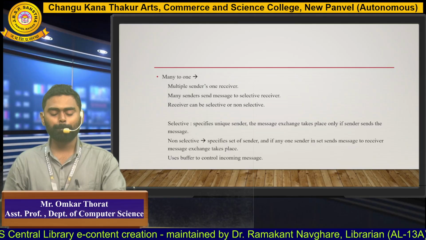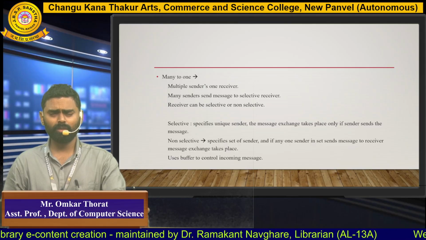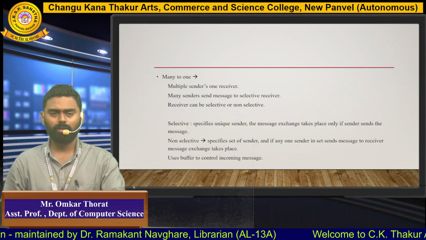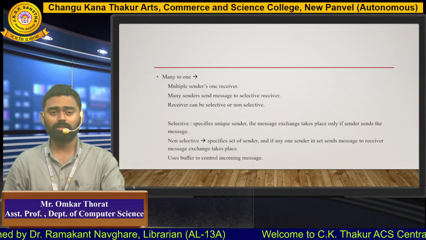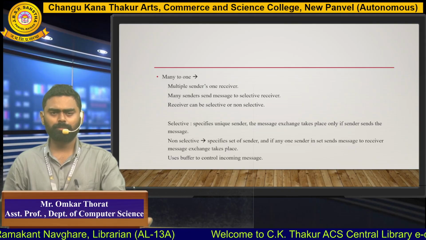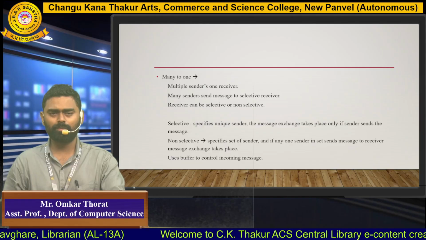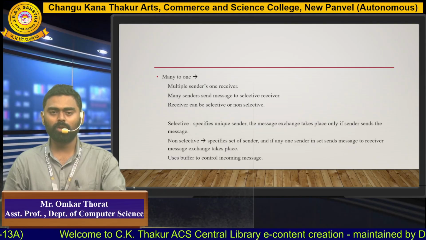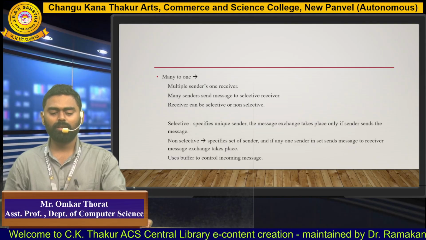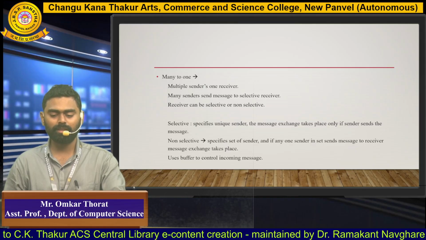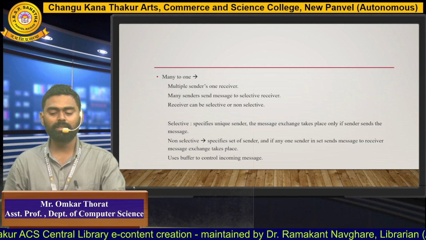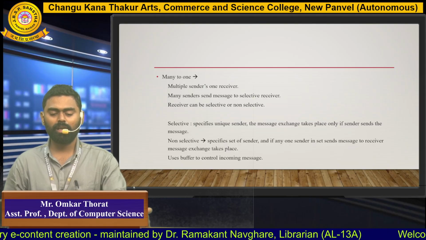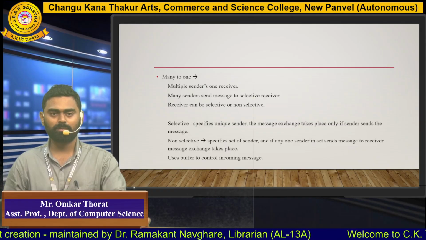For example, a teacher can send a message in a WhatsApp group. There are selective members as well as non-selective members, right? So out of 100, the message will be sent to only 50% because they are selective. But in the non-selective case, we are sending one single message to all students, right? So the same for non-selective type: for a specific set of senders, if one sender in the set sends a message to the receiver, message exchange takes place, and it uses a buffer to control incoming messages.